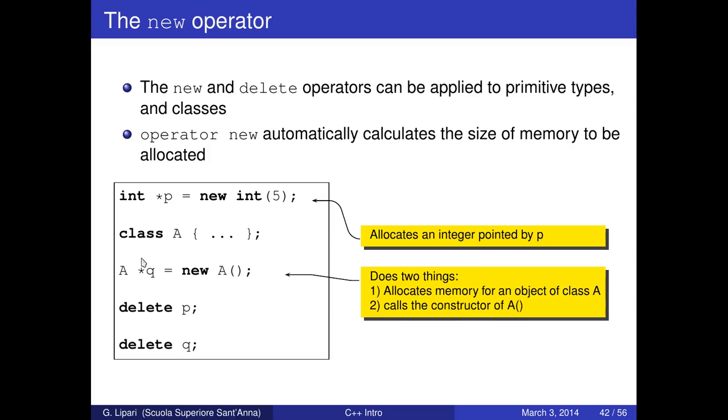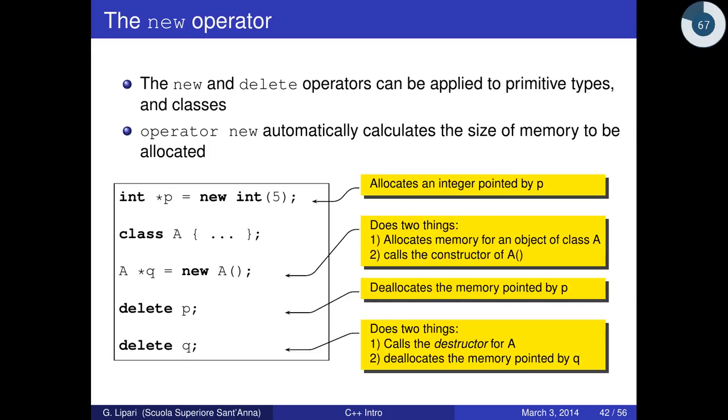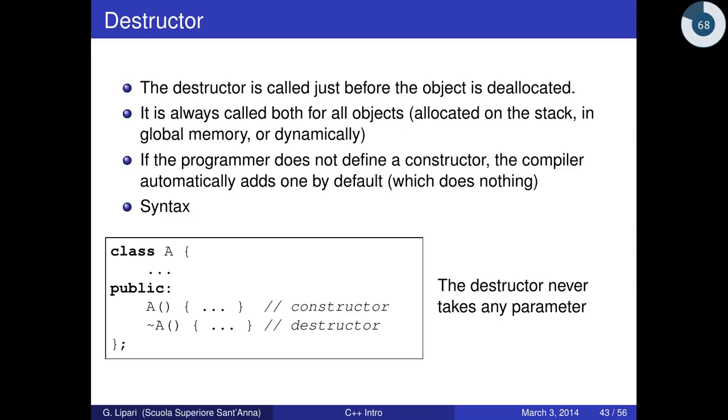The address of the memory block is returned by new, and in this case is assigned to pointer Q, which is a pointer to an object of type A. And if we want to deallocate, we just write delete P and delete Q. Delete Q in particular does two things. First, it calls a function called the destructor for class A, and then it deallocates the memory pointed by Q. So now let's see what this destructor is.